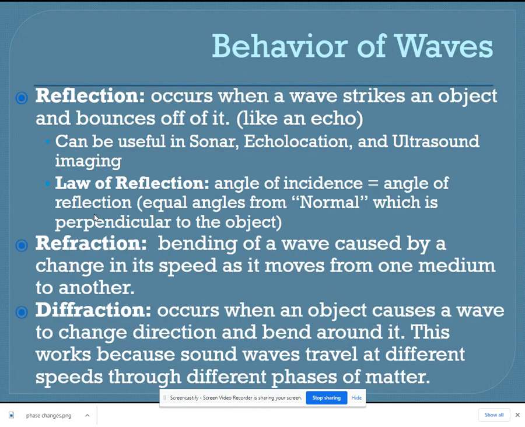And then lastly, we've got diffraction, which occurs when an object causes a wave to change direction and bend around it. And this works because the sound waves travel at different speeds through different phases of matter. It's the same thing that kind of causes it, but in diffraction, instead of going through it, it's bouncing around it. And if you combine mostly reflection with the principles of diffraction, that's how we're able to make an image out of sonar under the water, an emission of sound. It's also how whales, dolphins, and bats can determine what it is that's reflecting the sound, because of the principles of diffraction. That's when a wave goes around an object in its path.